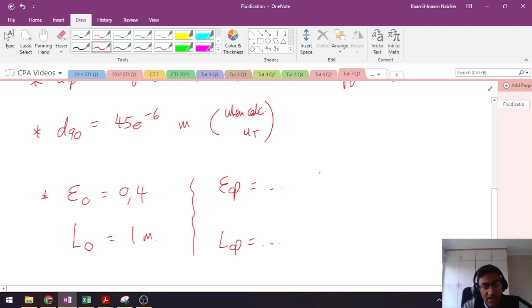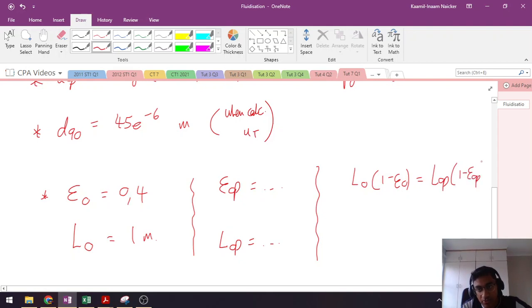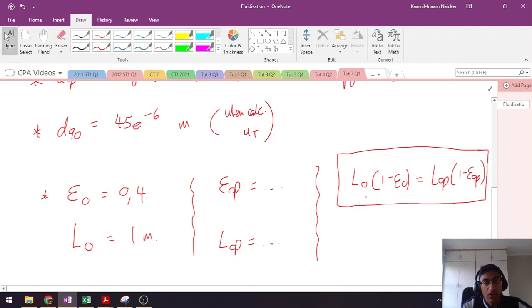But we know that these two are related by the equation: length 0 times 1 minus epsilon 0 is equal to length at the operating condition times 1 minus epsilon at the operating condition. This equation was derived from a basic mass balance. I won't prove it here, but if you are really interested, you can prove it to yourself. It's a volume balance equation, I believe.